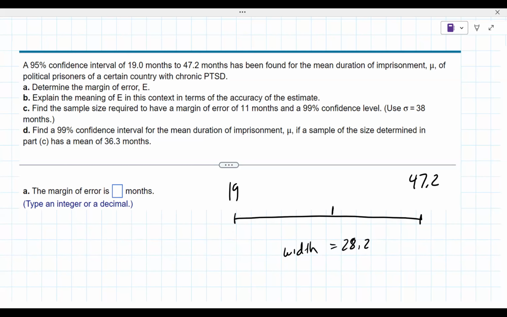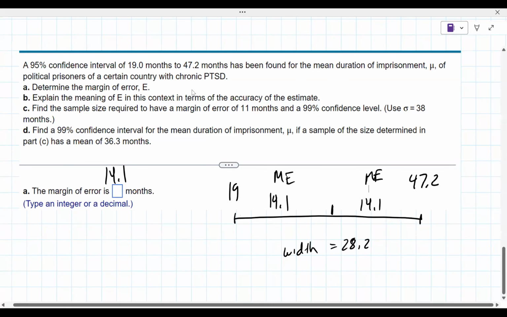Now the margin of error is half. It's half. So 14.1 here and 14.1 there. Margin of error is half the width. That's why you're adding it and then subtracting it. Okay. Is that clear? Yeah. All right. So the next question.